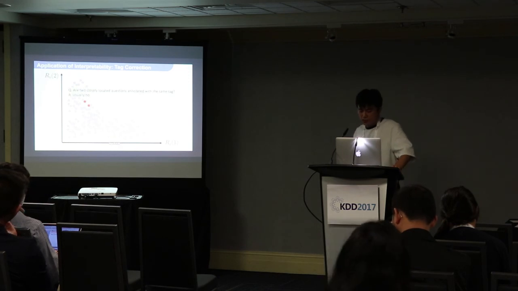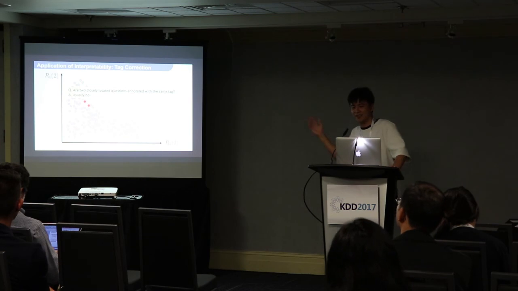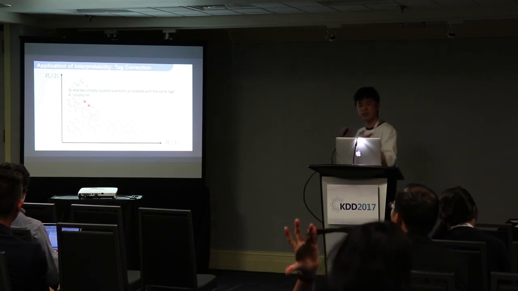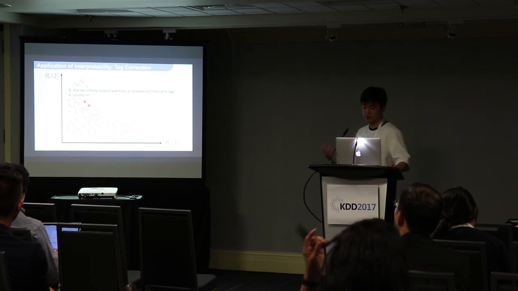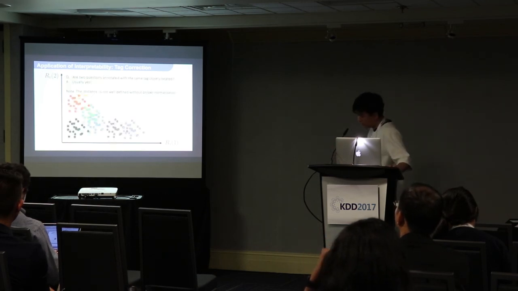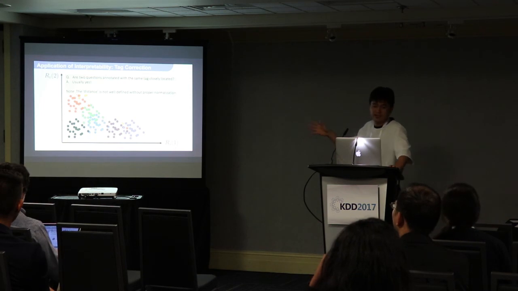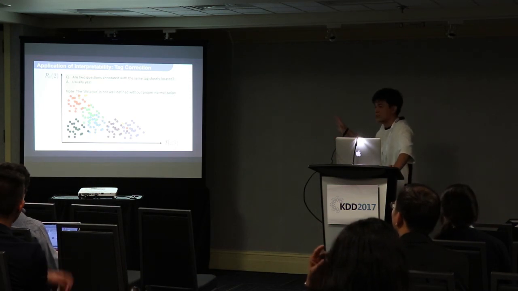One question you can ask is whether two closely located questions are annotated with the same tag. The answer is actually no. The reason is that we have lots of different tags, and we are trying to project everything down to 2 dimensions, so it's hard to distinguish them in the 2-dimensional space. But the idea is the other way around. The key is, if you look at two questions that are annotated with the same tag, are they closely located in this 2-dimensional space? The answer is usually yes. This is an experiment-based observation.